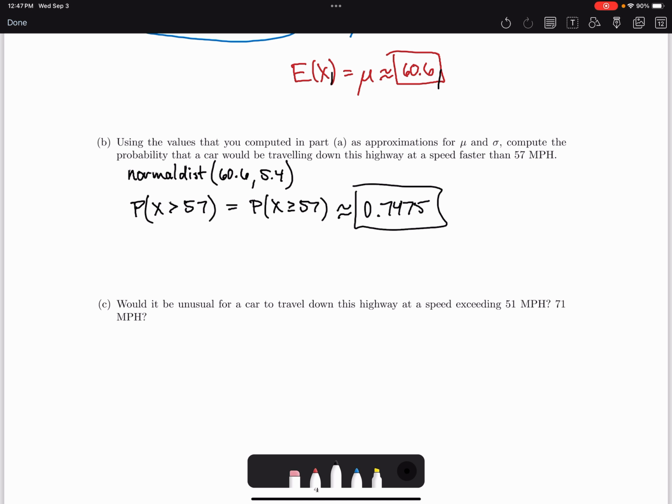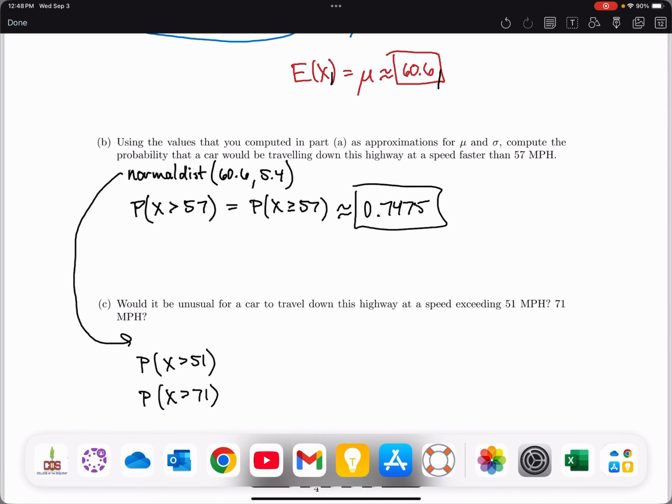So I think what we should do is compute the probability that a car goes more than 51 miles per hour, and then compute the probability that a car goes more than 71 miles per hour. And if either of those probabilities is less than 0.05, we'll say that yes, those would be unusual observations. So I will let you give the video a pause and go ahead and try that out. Here's my solution. I'm using the same normal distribution that I used in part B, and we're going to look for the probability that x is greater than 51. We're also going to look for the probability that x is greater than 71. Let's head over and see what those values are.